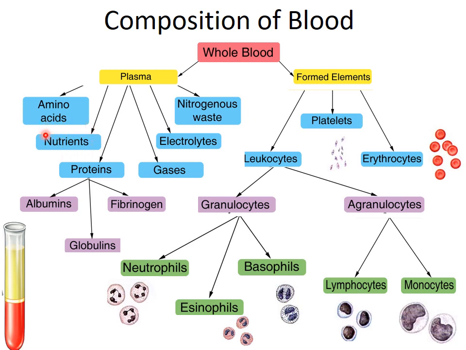It will also be carrying nutrients. It will be carrying the blood gases. It will have different types of electrolytes and also the nitrogenous waste which will be excreted from the excretory organs. It passes through the blood and is taken to the different excretory organs. And if you look at the formed elements, the major formed element is the erythrocytes, or red blood cells. Then we have platelets. Then we have leukocytes, different types of leukocytes.